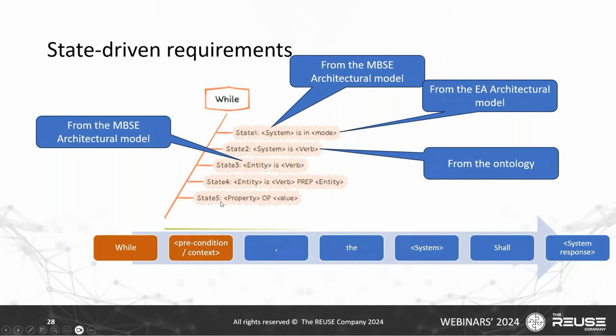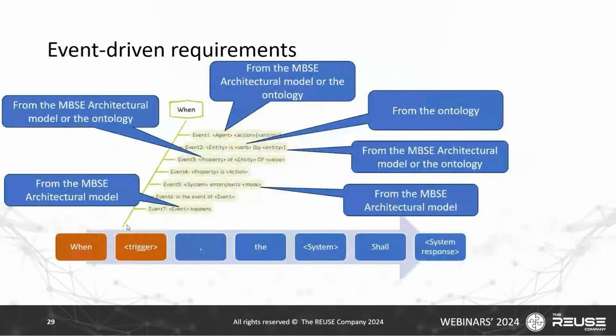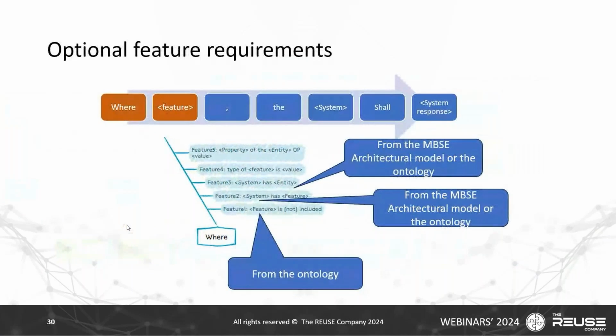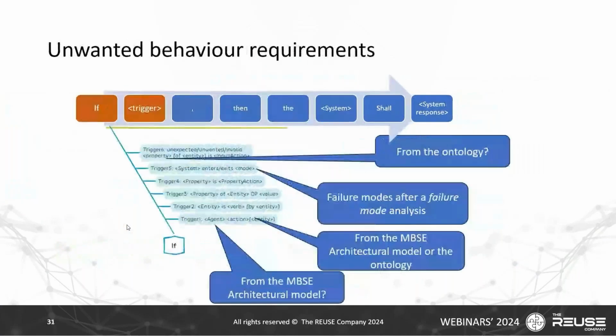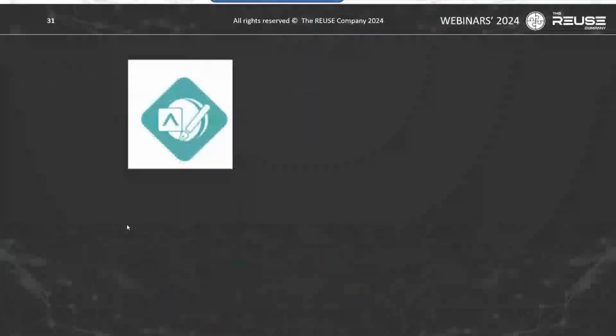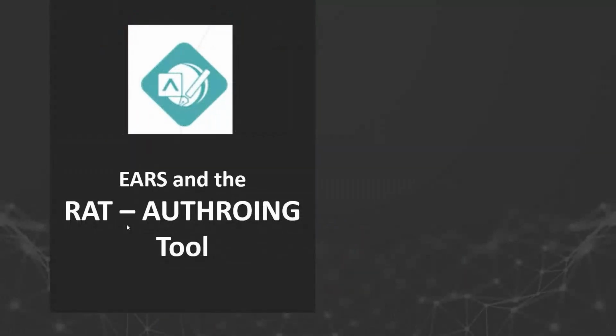So again, a potential set of different substructures to represent the precondition. This is what we call subpatterns. Similar for the trigger. So we have created these 7 potential ways to represent a discrete trigger. Same for the where feature, the if triggers as well, which are pretty much the same as the when trigger. And this is what we have implemented.